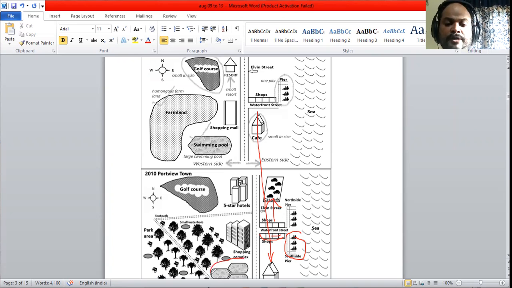And towards the south, the swimming pool. So we had 1, 2, 3 swimming pools. The swimming area is developed, and the park came in place of the farmland. We have the golf course expanded in size. I think it is almost double. Yes, it's almost double. Now the resort is transformed. It's reconstructed to a 5-star hotel, and the shopping mall is reconstructed to a shopping complex. So these are the things which we can see.